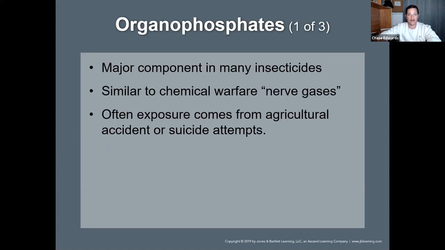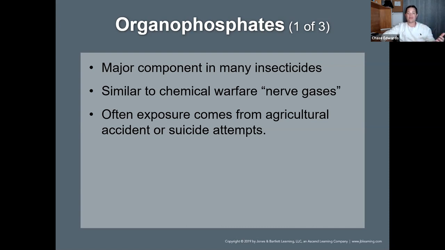Organophosphates are a major component in insecticides like Orthene, diazinon, malathion. Malathion, I think it's called. Mostly agricultural or in the home. Bug junk, right? Similar compounds are used as nerve gases that are designed for chemical warfare. Organophosphates and nerve gases are classified as cholinergic agents. These agents are going to overstimulate the body's functions controlled by parasympathetic nerves. It's going to result in heavy salivation, mucus secretion, urination, crying, and abnormal heart rate.